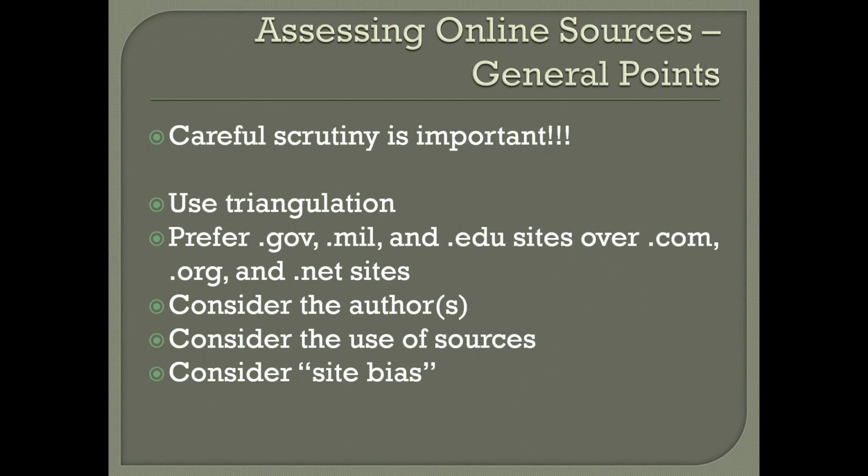Now, there are some great .com, .org, and .net sites out there. For example, National Geographic, I believe, is a .org site. So can you use .org, .com, .net sites? Absolutely. But you've got to vet them. You've got to look at them first and put some careful scrutiny into them to make sure they're good sources.